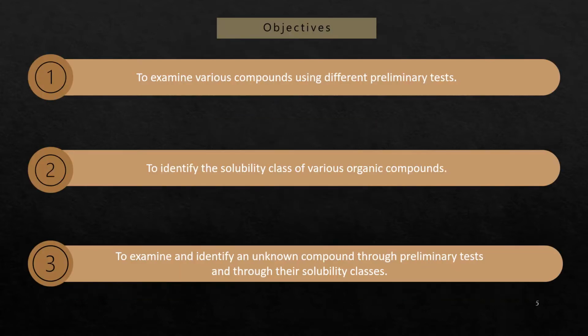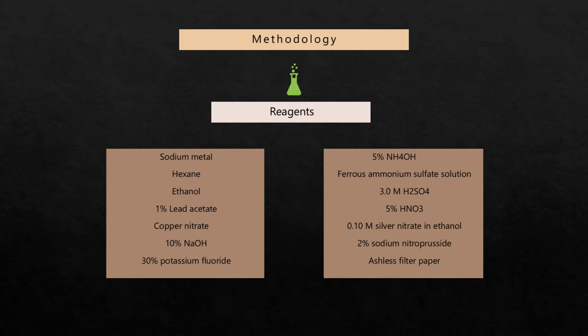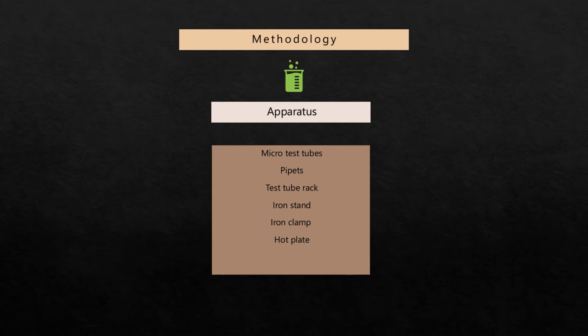The objective for this experiment is to examine various organic compounds using preliminary tests to identify the solubility class of various organic compounds, and to examine and identify an unknown compound through preliminary tests and through their solubility classes. Listed here are the reagents used for this experiment, while here are the apparatus used in this experiment.